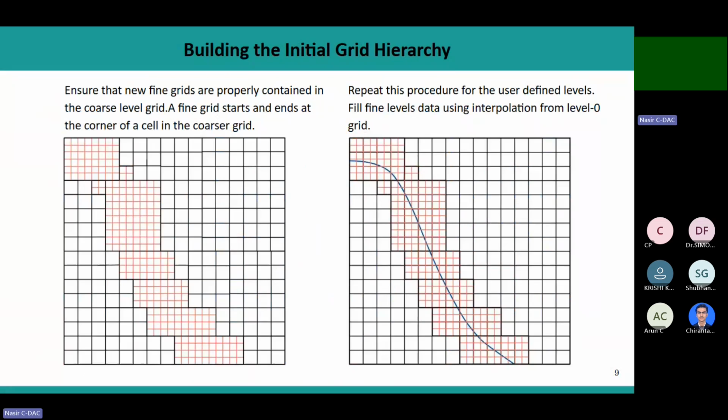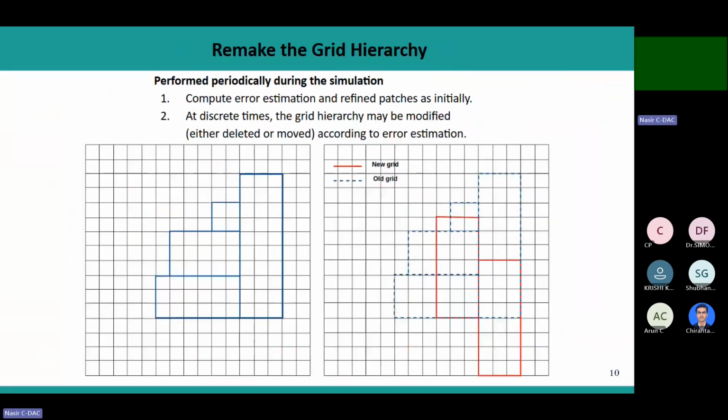Now my grid generation at the initial time is over. That is the initial time grid generation. But at the time of moving grid generation, how do we handle this, or how do we generate that grid? The same procedure is there, according to the solution.